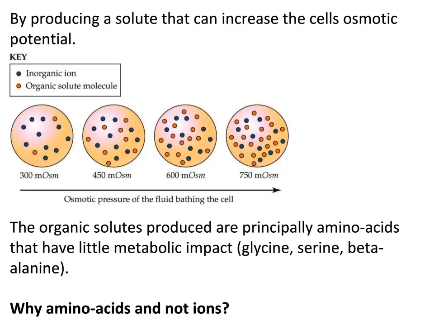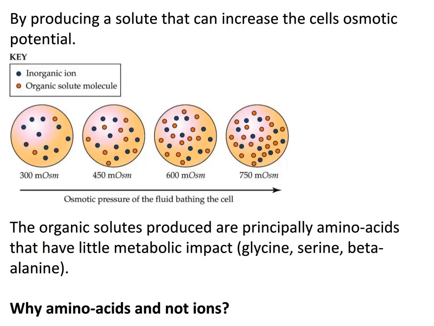So what they will do is, in response to either living in a hyperosmotic environment or to a changing osmotic environment, they will actively excrete solutes into their intracellular fluid, so that the solute concentration intracellularly balances that extracellularly. Typically, most organisms that do this will excrete amino acids that have little metabolic impact, so we're talking about glycine, serine, beta-alanine. So why are they excreting amino acids, which are quite complex molecules?